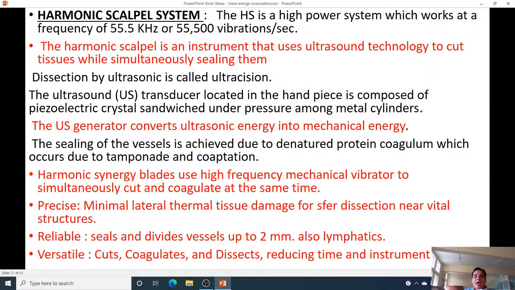Most reliable, and it divides and ligates vessels up to 2 millimeters, and also lymphatics. So the size comparatively here is less strong. 2 millimeter can be sealed. It is most versatile, cuts, coagulates and dissects without instrument exchange. This mainly reduces the time of surgery. One instrument is doing all the functions.